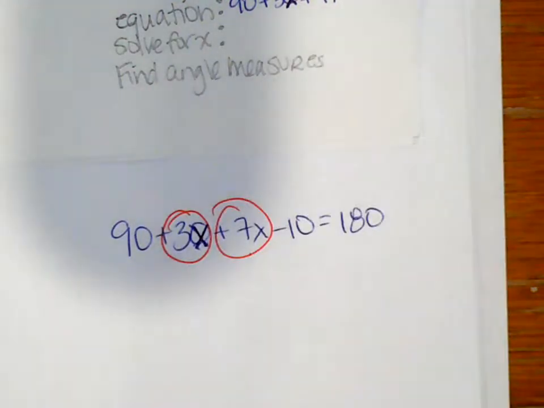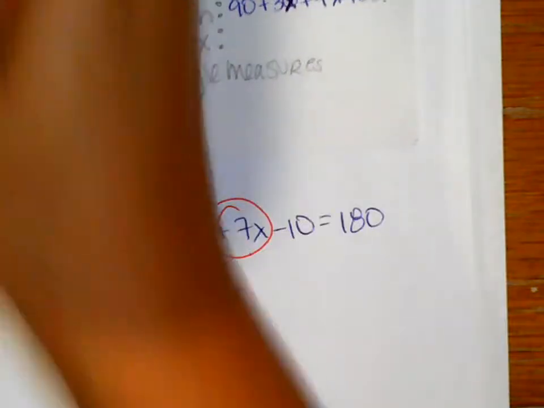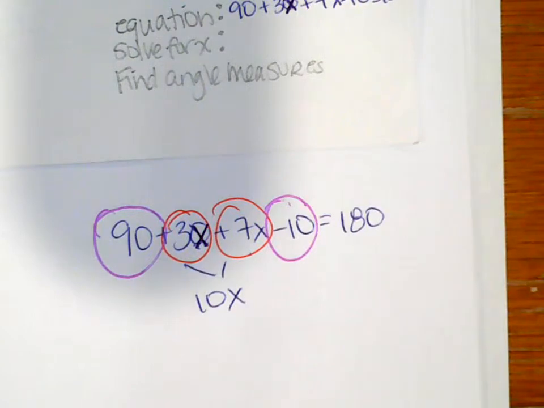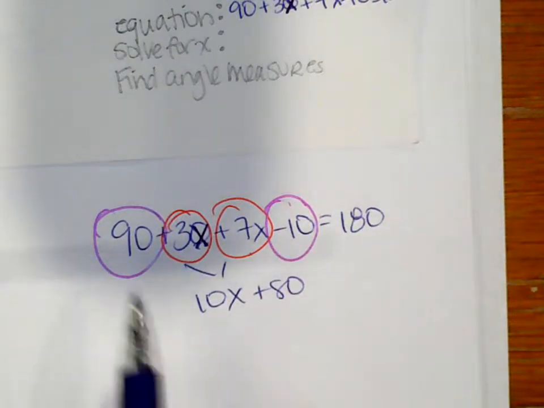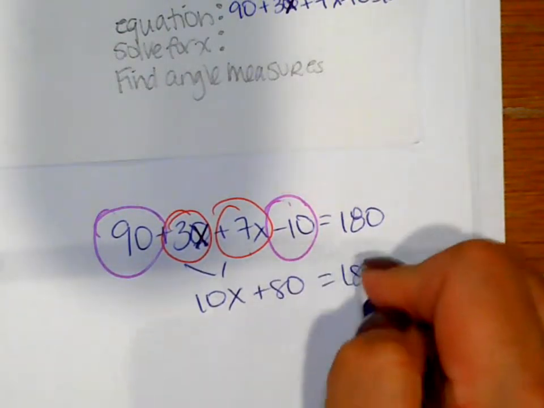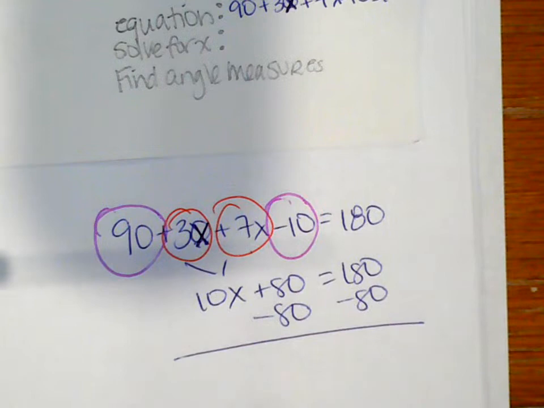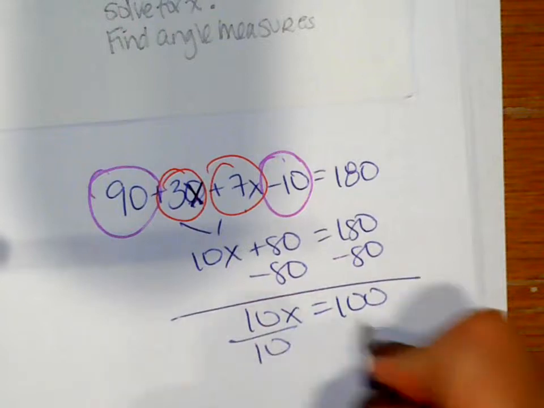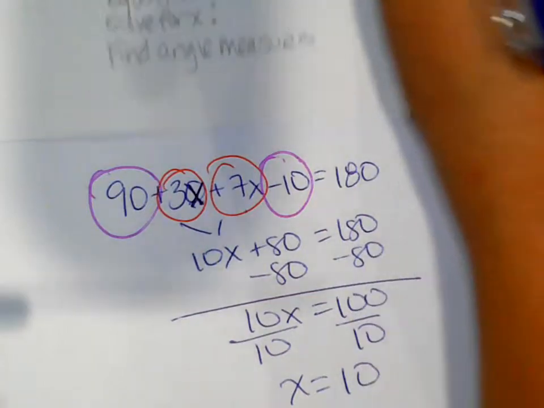So I've got 2 right here, like terms. That becomes a 10x. I've got 90 and negative 10 right there, which is going to be a positive 80. It's just like 90 minus 10, and all of that equals 180 degrees. I'm going to subtract 80, and I will get 10x is equal to 100. Divide both sides by 10. X equals 10. All right, so I found my x up here.